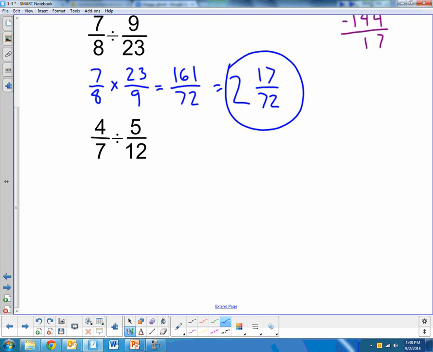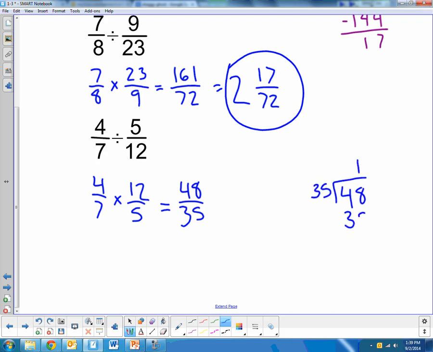Last one, again, I'm going to take the reciprocal of the second number. I've got 12/5, and I'm going to make this a multiplication, and I leave the first number alone, 4/7. I can't do any cross simplifying, so I'm just going to multiply straight across. 4 times 12 is going to give me 48, and 7 times 5 is going to give me 35. This is improper. I'm going to have to divide 48 divided by 35.